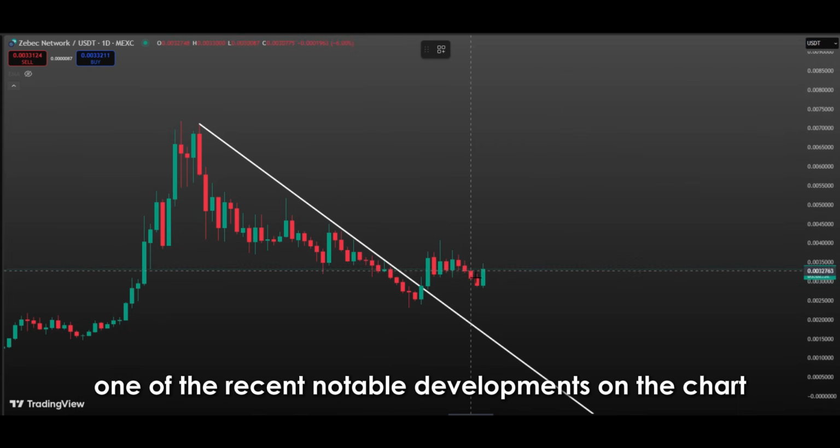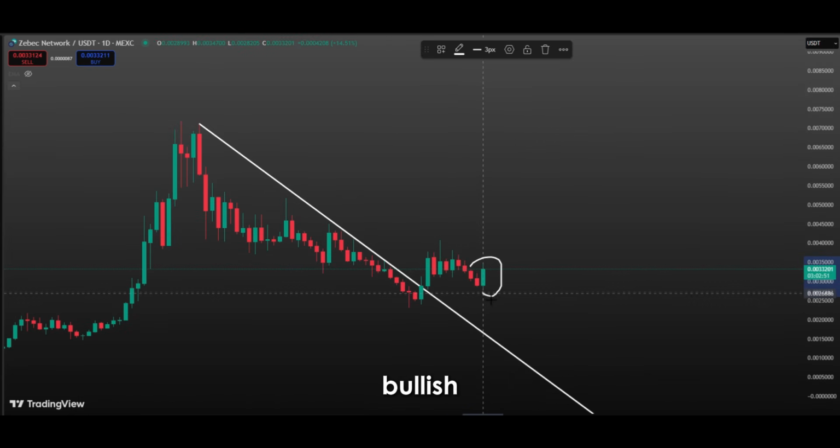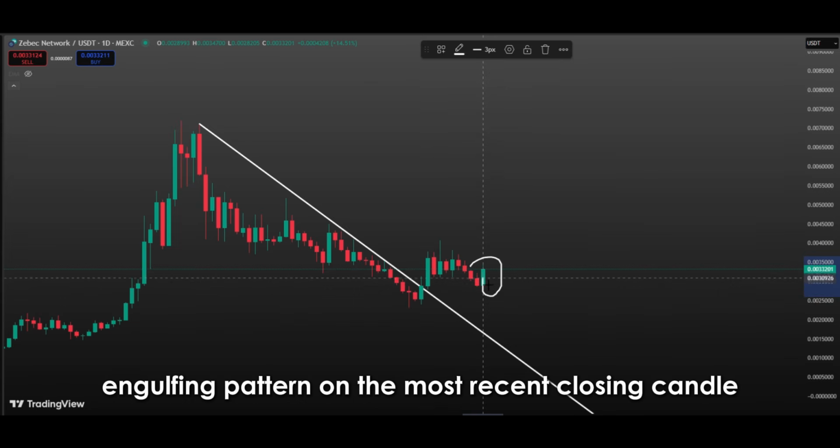Stay tuned. One of the recent notable developments on the chart is that the price formed a clear bullish engulfing pattern on the most recent closing candle.